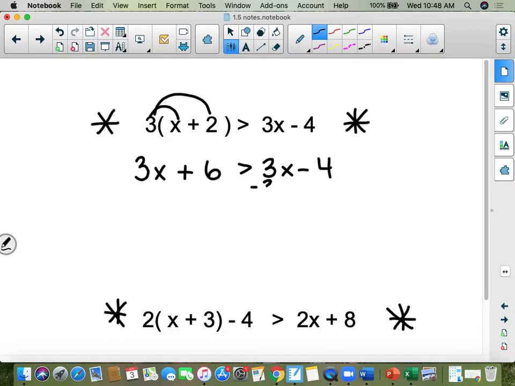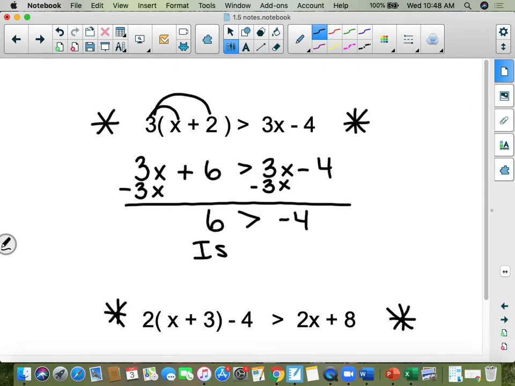I'm going to bring the x's together on one side by subtracting 3x from both sides. Notice that all the x's cancel out in this problem. That's why this is a special one. And you're left with 6 on this side, a negative 4 on this side, with that greater than sign out in front. When you have no x's left, you have to say to yourself, is 6 greater than a negative 4?